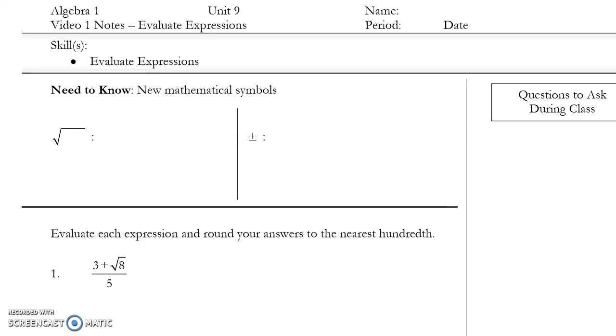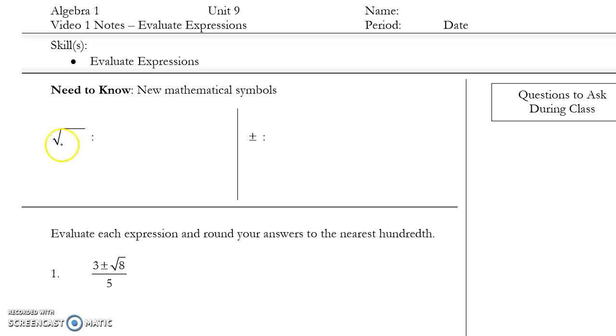Alright, ladies and gentlemen, welcome to Unit 9. There are a couple of mathematical symbols that we may not be used to seeing or we may not be familiar with that are going to be very important to this chapter. So I wanted to take this first video to go ahead and introduce you to those two symbols and kind of do some practice problems using those.